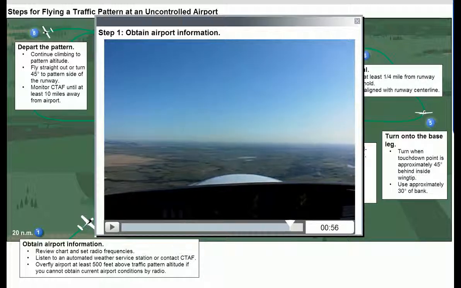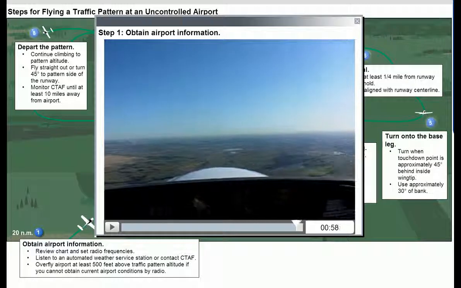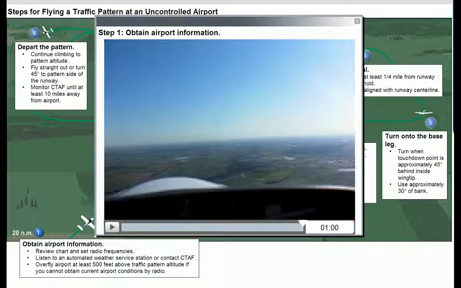Okay, so the winds are coming out of the west at 7 knots. So the runway you want to use is 29er.